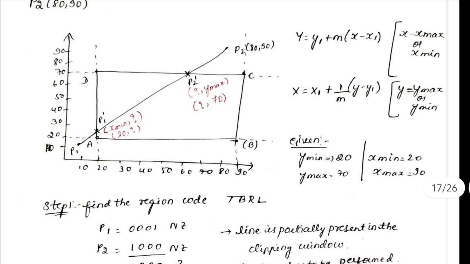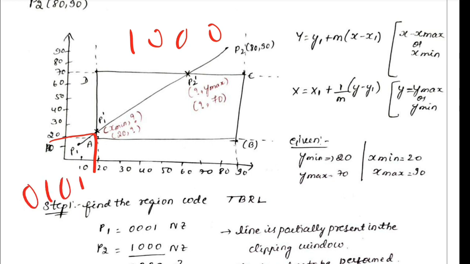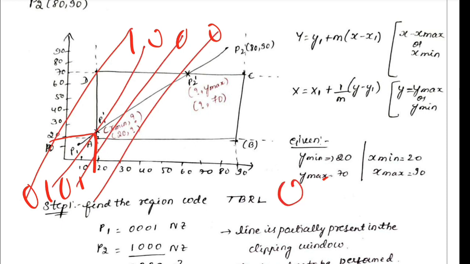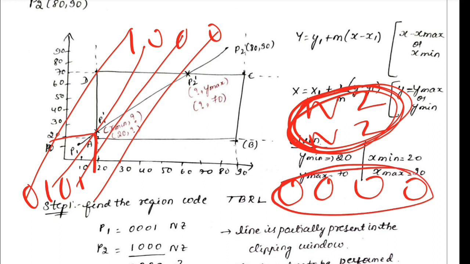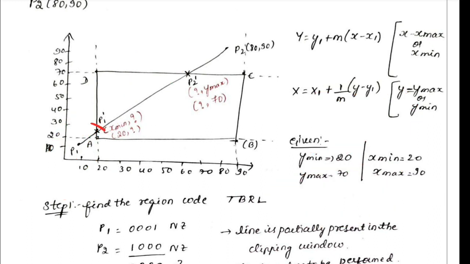In the region codes, this was 1000 because it's top, and this point was bottom left, right? Bottom left means 0101, in TBRL order. So 0101 and 1000, if you find the AND operation, what you get is 0. If you get 0 for the AND operation and both are non-zero, as I told you, you have to clip both of these. It means where it intersects here and where it intersects here, you have to calculate both.